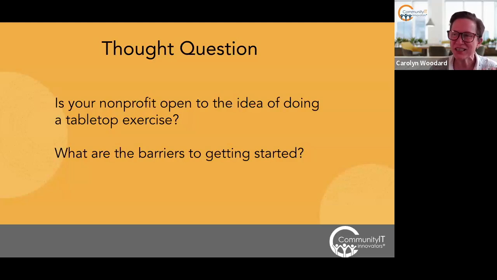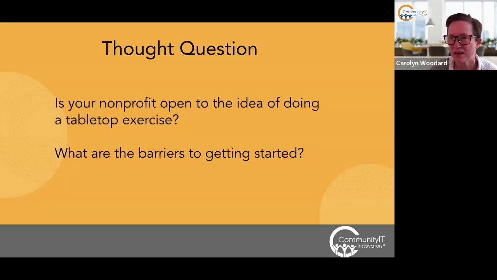And if you can also put in the chat, what are the barriers to getting started? I just mentioned a couple, like time, organization, making it a priority. So we'd love to hear from you as we go on and talk in the next couple of slides. If you want to put into chat, is your nonprofit open to the idea of doing it? And what are your barriers to getting started?